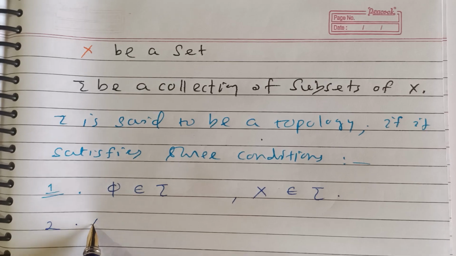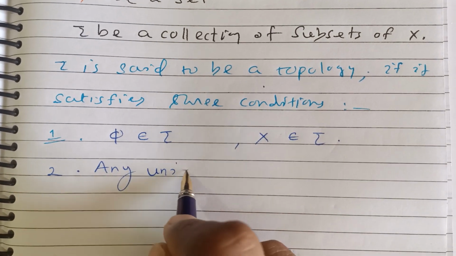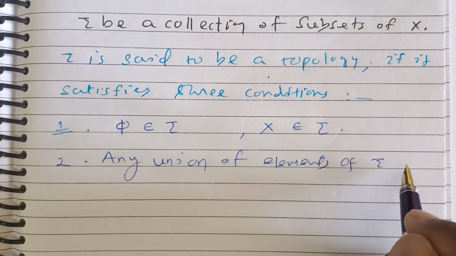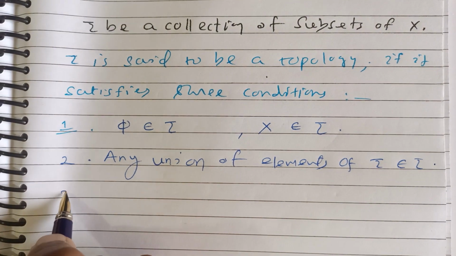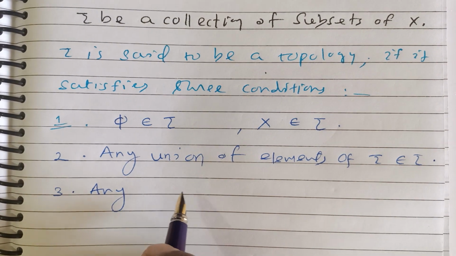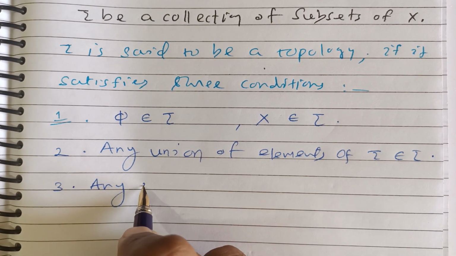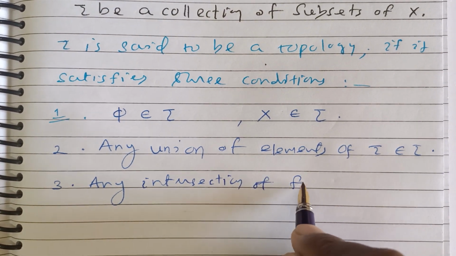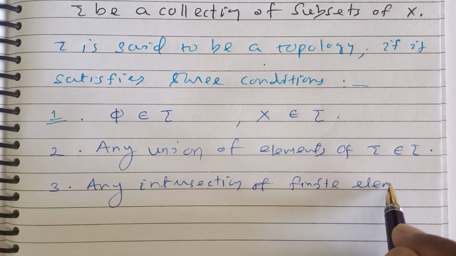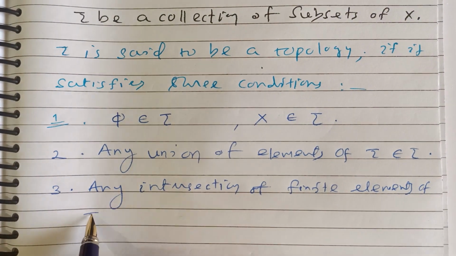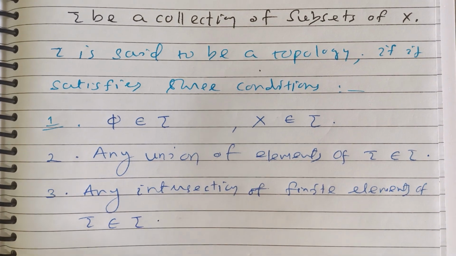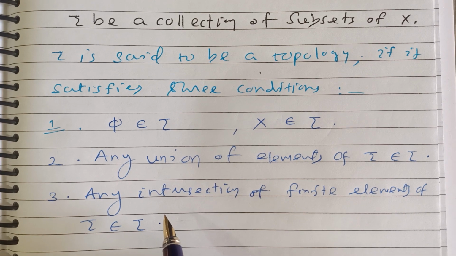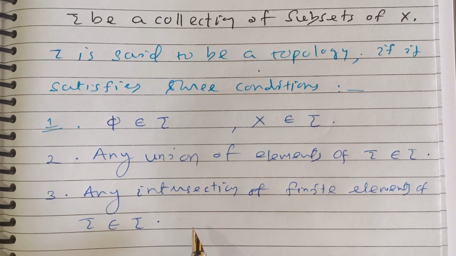Second condition is that any union of elements of tau must belong to tau. Third condition is that any intersection of finite elements of tau is an element of tau. Any intersection of finite elements of tau should belong to tau. If all the three above conditions are satisfied by tau, then it is said to be a topology.